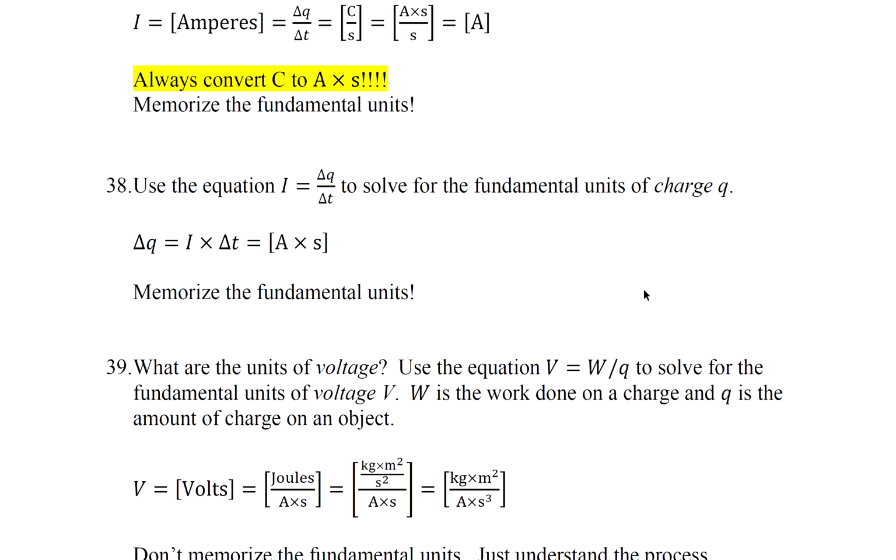Question 38, use the equation I equals delta Q over delta T to solve for the fundamental units of charge Q. So first solve for Q. The fundamental units of charge is amperes second. So for 38, the fundamental units is not coulombs, it's amperes second.